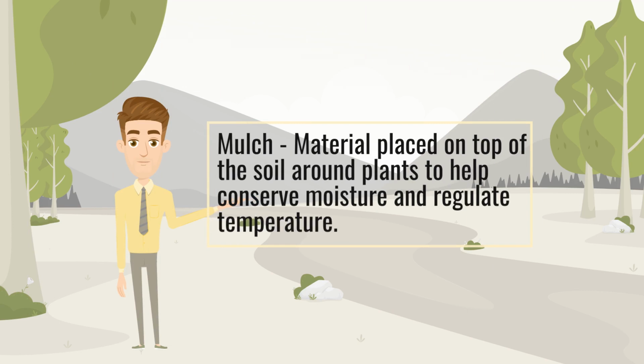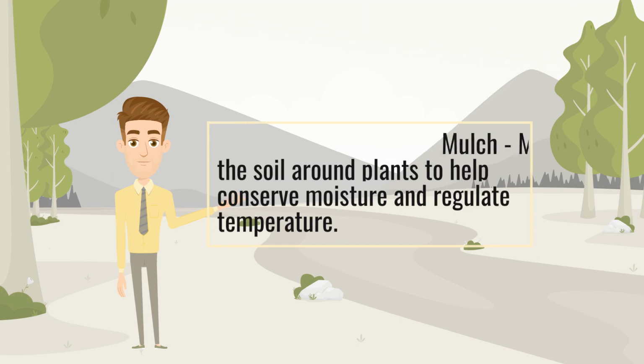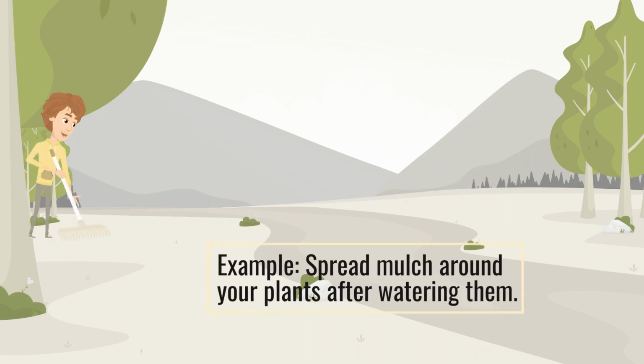Mulch, material placed on top of the soil around plants to help conserve moisture and regulate temperature. Example, spread mulch around your plants after watering them.